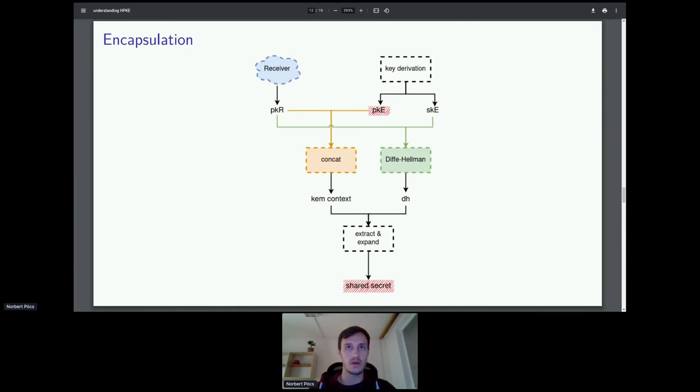The output of encapsulation is the public key and the shared secret. Okay, so why do we have to output the public key when I said that we have to throw it away? The answer is really easy. We have to decapsulate. So from the other side of the sender, on the receiver, we already have the key pair. But to create the KEM context, we need both public keys, the ephemeral and the receiver's. So we send over the ephemeral public key, so the receiver can create the context and the shared secret too.